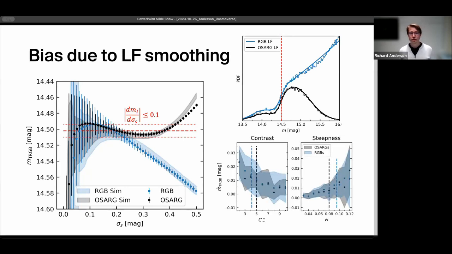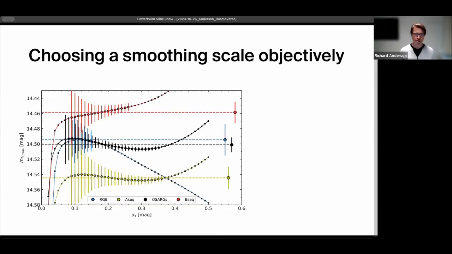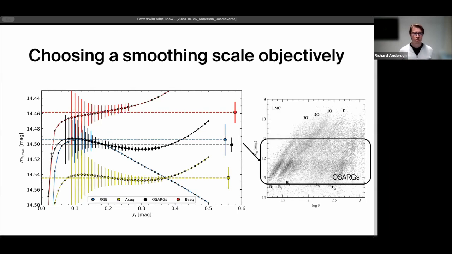We also were able to then look at how this bias, for example, depends on the contrast. Contrast here is the number of stars above and below the tip, or W is the inverse steepness of this feature. So we could use our simulations to quantify these things as well. So then if we choose the smoothing scale accordingly, what we find is that we have, well, the black points here, these are the Ozarks. So again, the full sample of the stars.